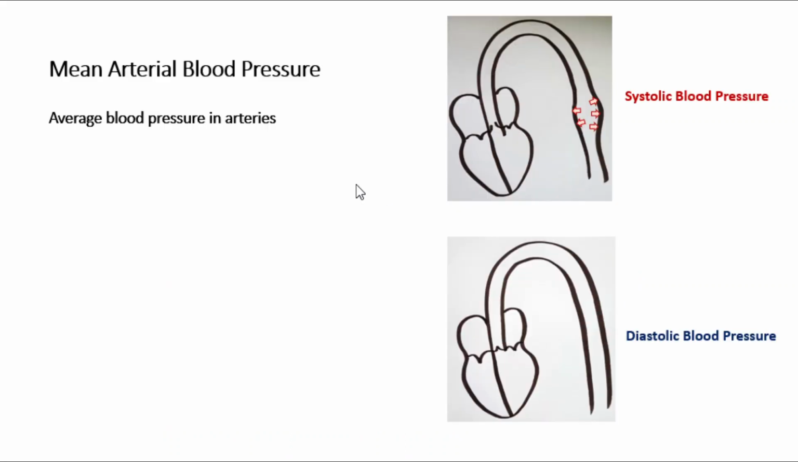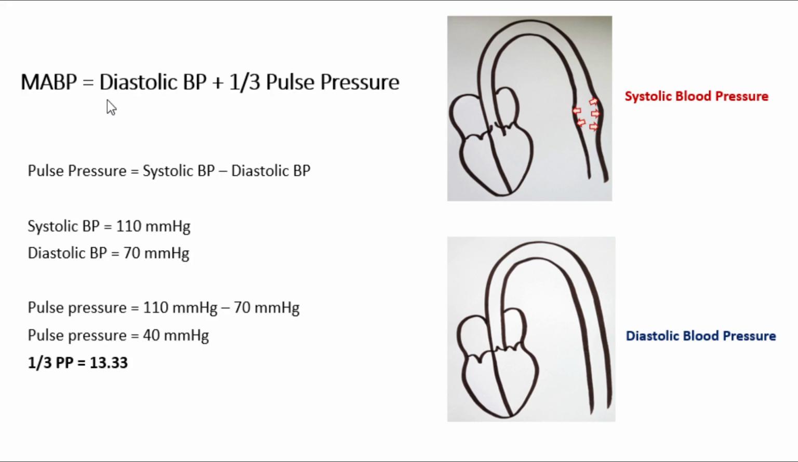And now we are ready to use systolic and diastolic blood pressures to find out the average blood pressure in our arteries. One formula is this. We just need to add diastolic blood pressure, the lower pressure, to 1/3 of pulse pressure. When we say pulse pressure, we mean the difference between systolic and diastolic blood pressure.